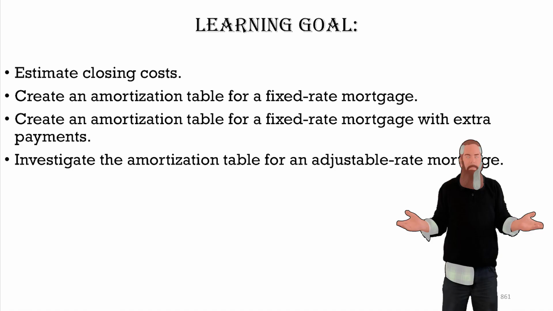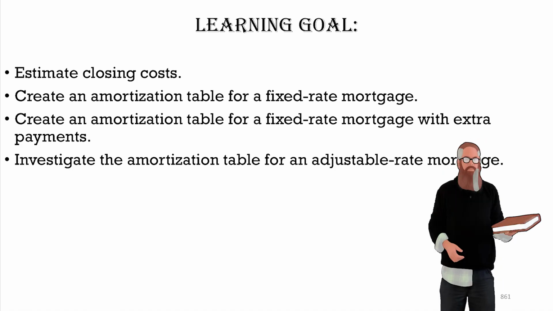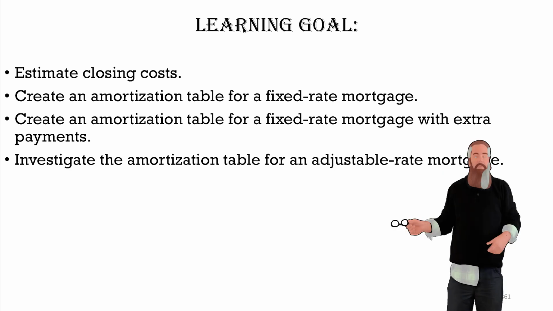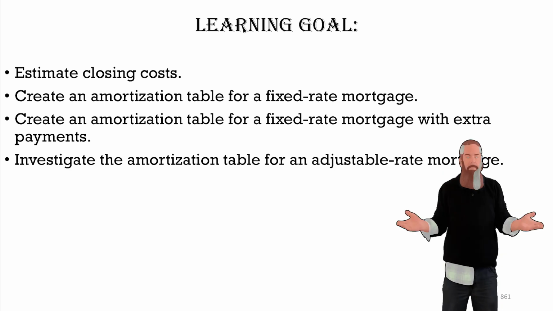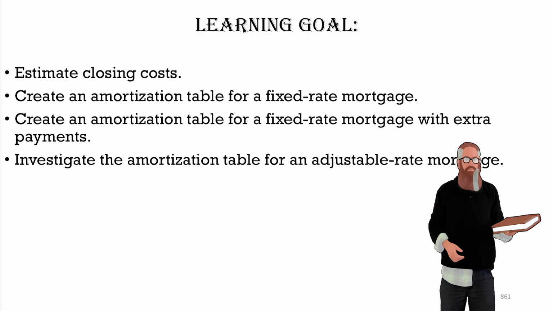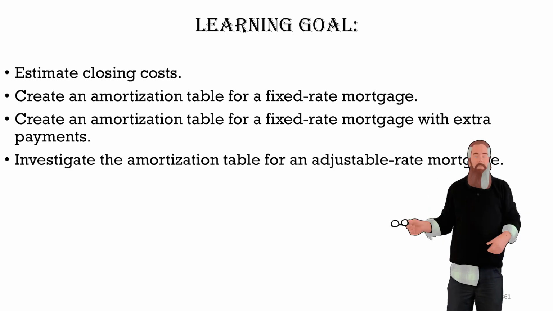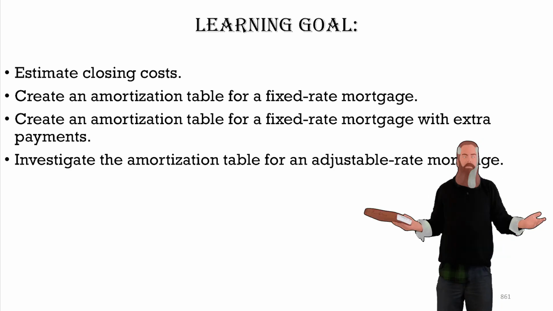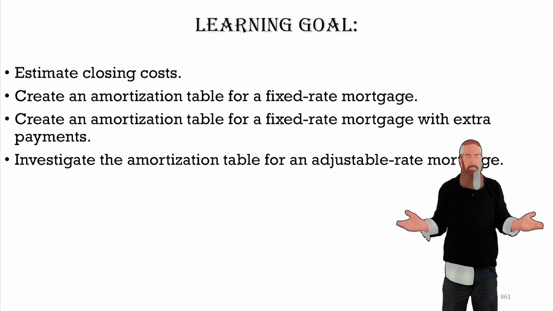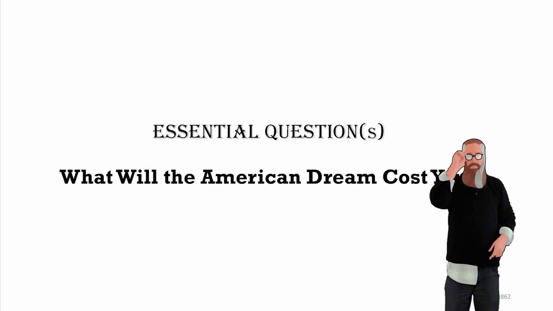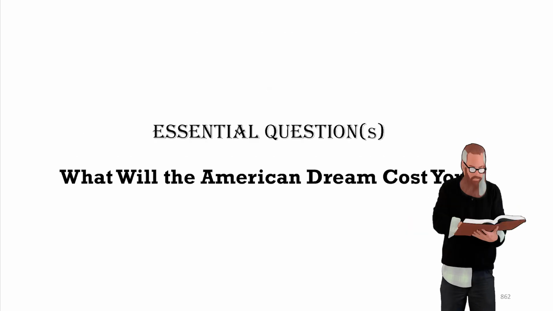In this lesson, we're going to estimate closing costs. We're going to create an amortization table for a fixed rate mortgage, and an amortization table for a fixed rate mortgage with extra payments. And we're going to investigate the amortization table for an adjustable rate mortgage. All to answer the question, what will the American dream cost you?